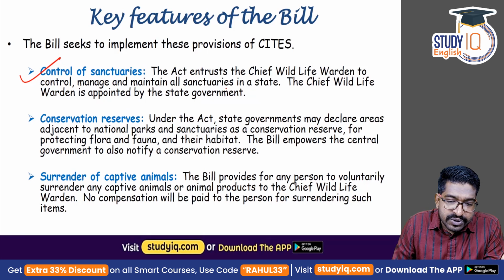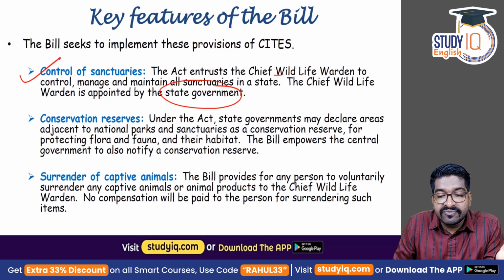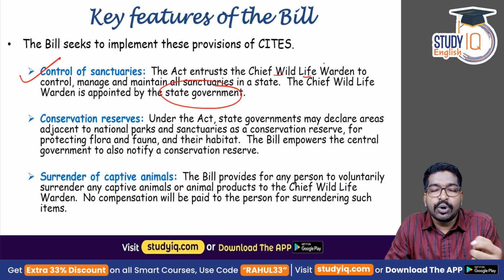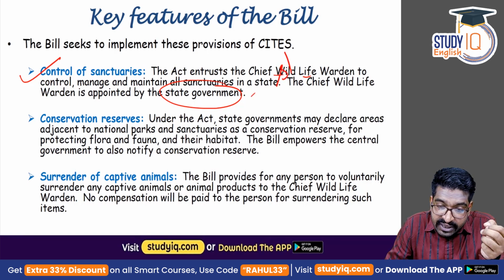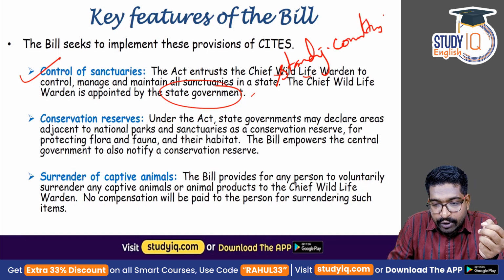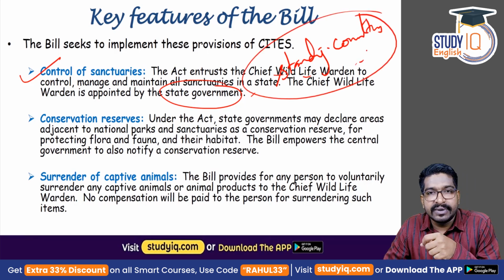Apart from that, it also brings certain provisions, the control of sanctuaries and the new projects. It gives more powers to the state government. The act empowers the chief wildlife warden to control, manage all the sanctuaries. Apart from that, the bill also gives the powers to the state government to set up the standing committees, right? Because we'll talk about the criticism of this also in some time.